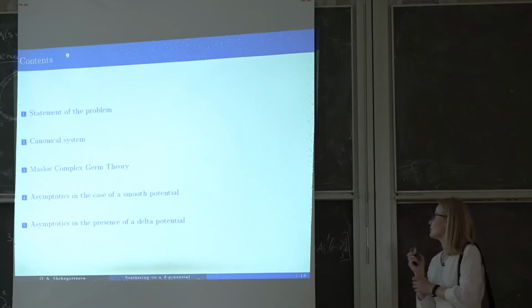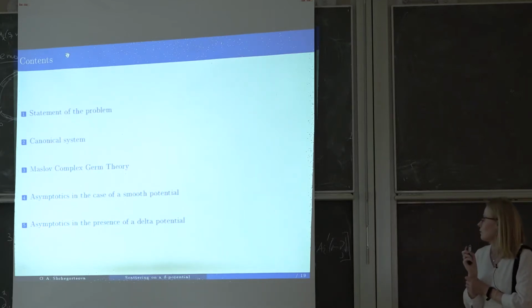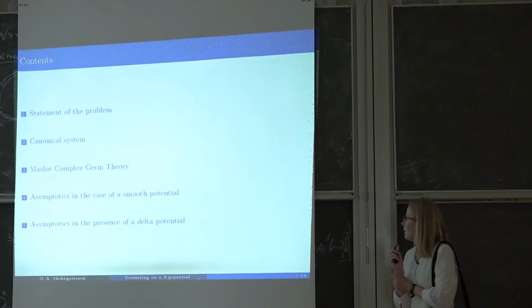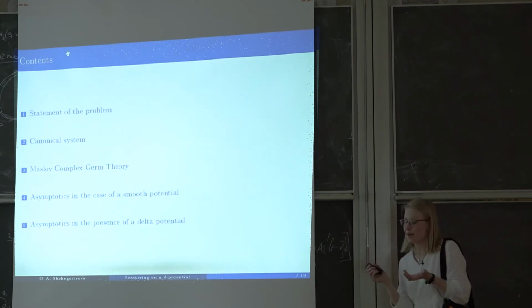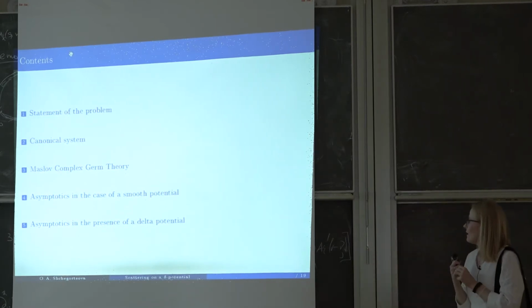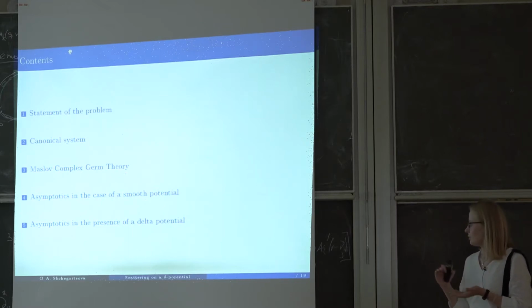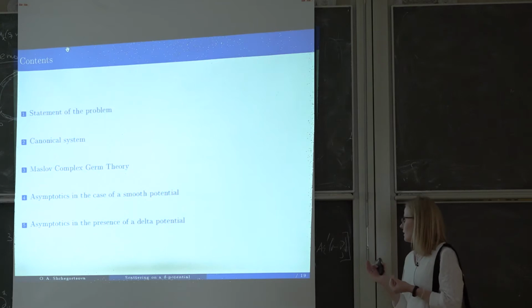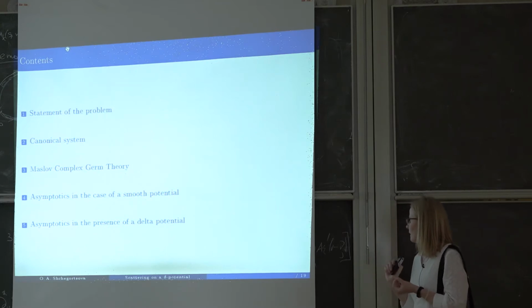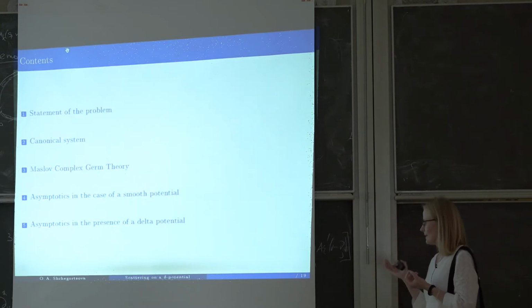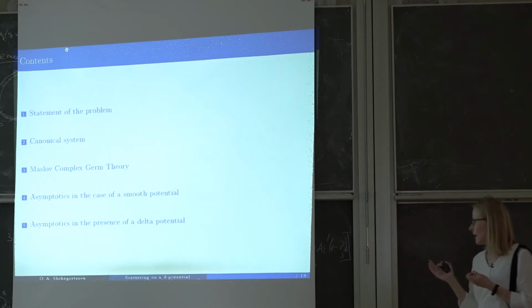First of all, I want to say about the plan of my talk. I want to formulate the problem, to say a few words about canonic system and Maslov complex germ theory, and then to consider two cases: the case of a smooth potential and the case of a delta potential.